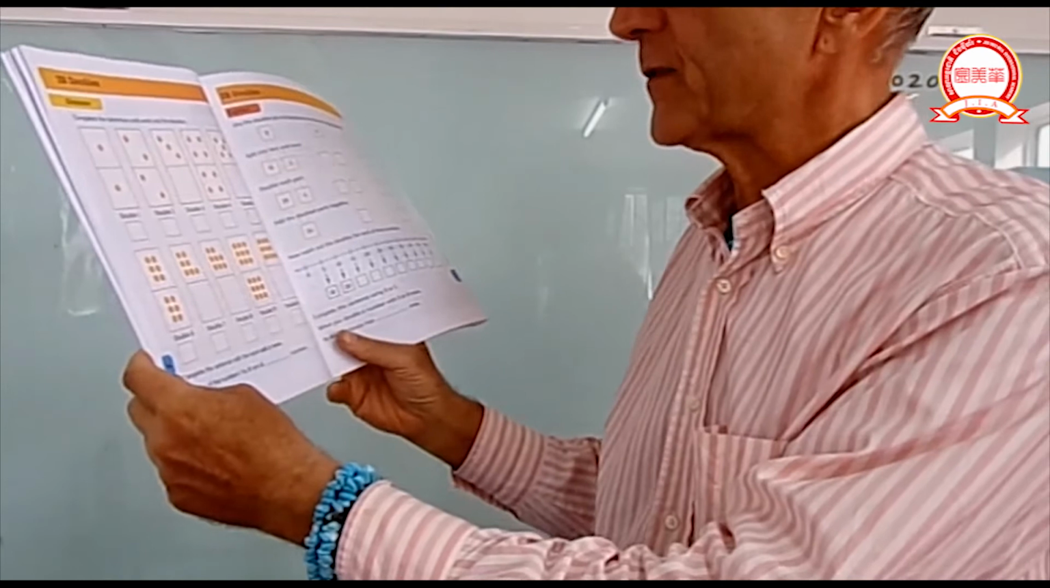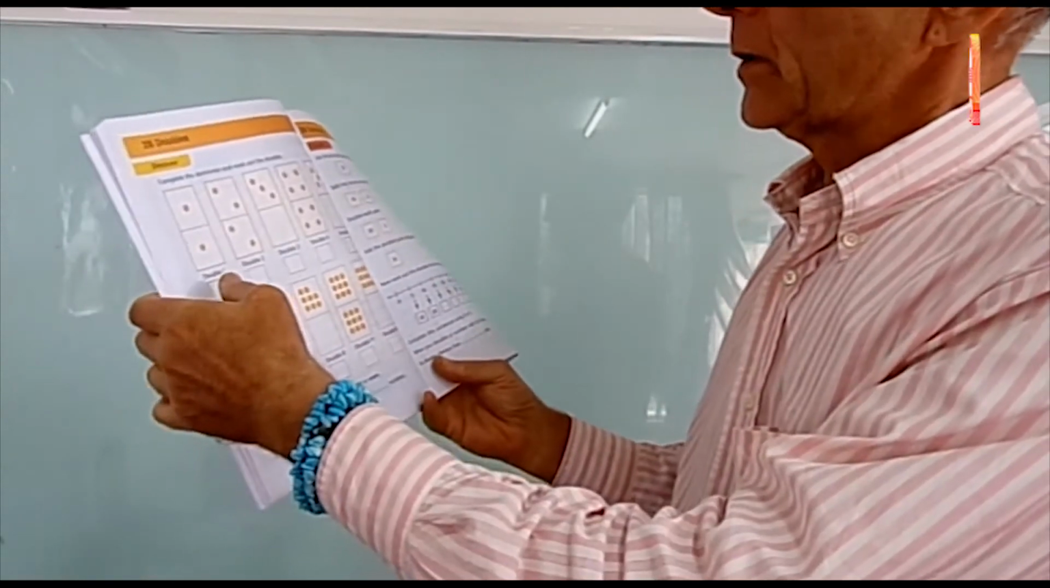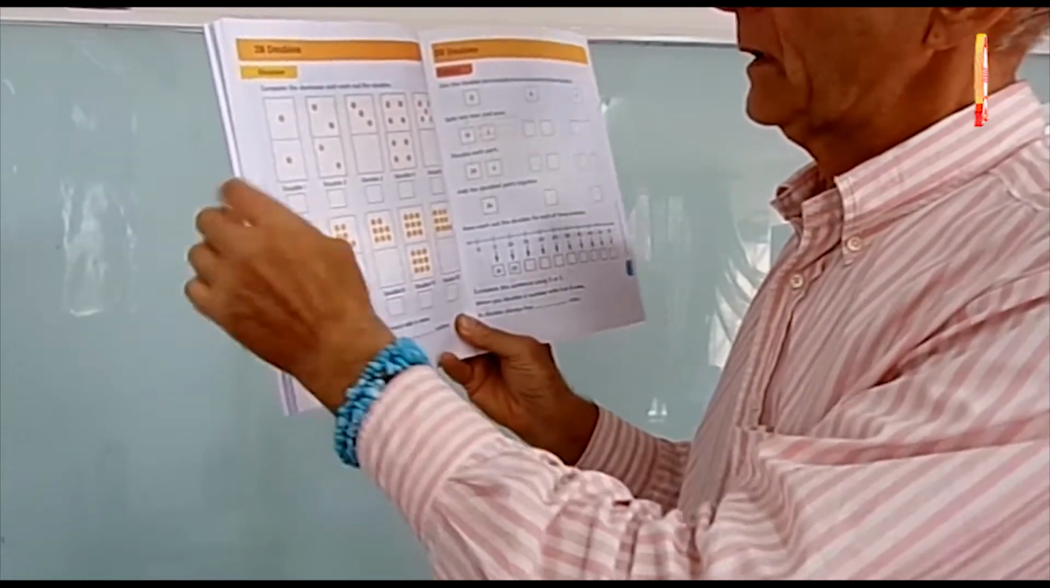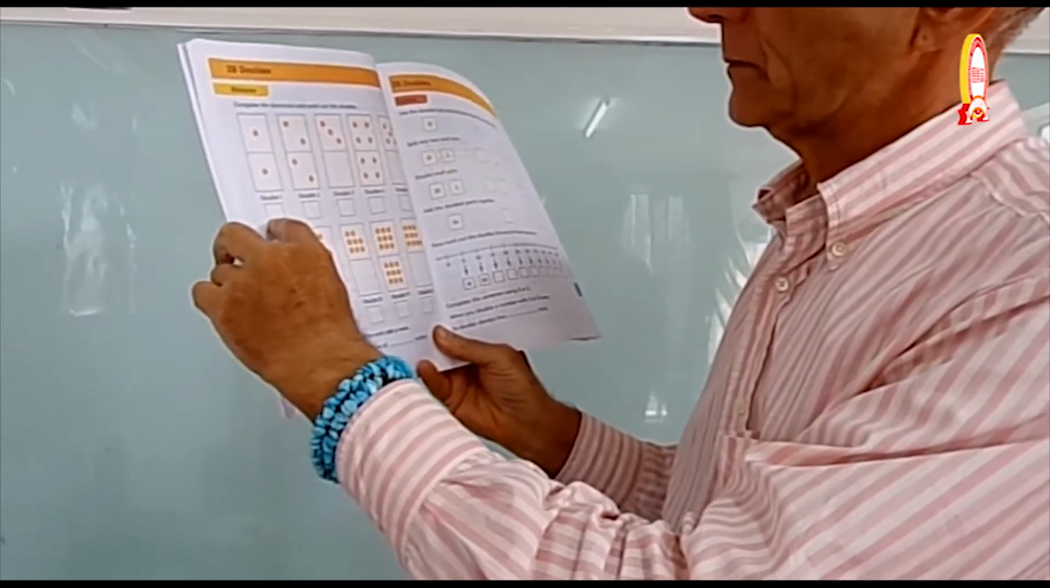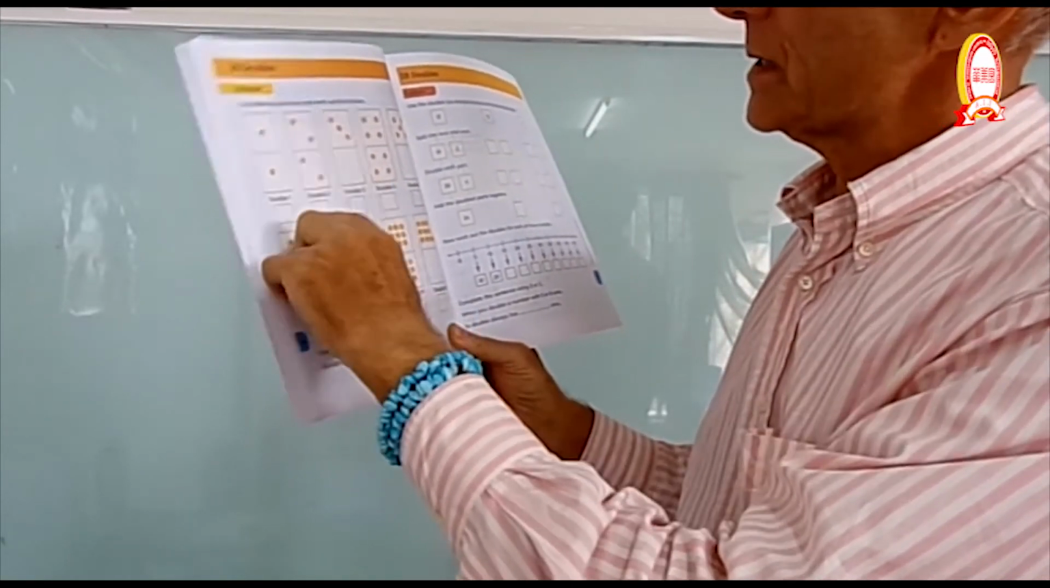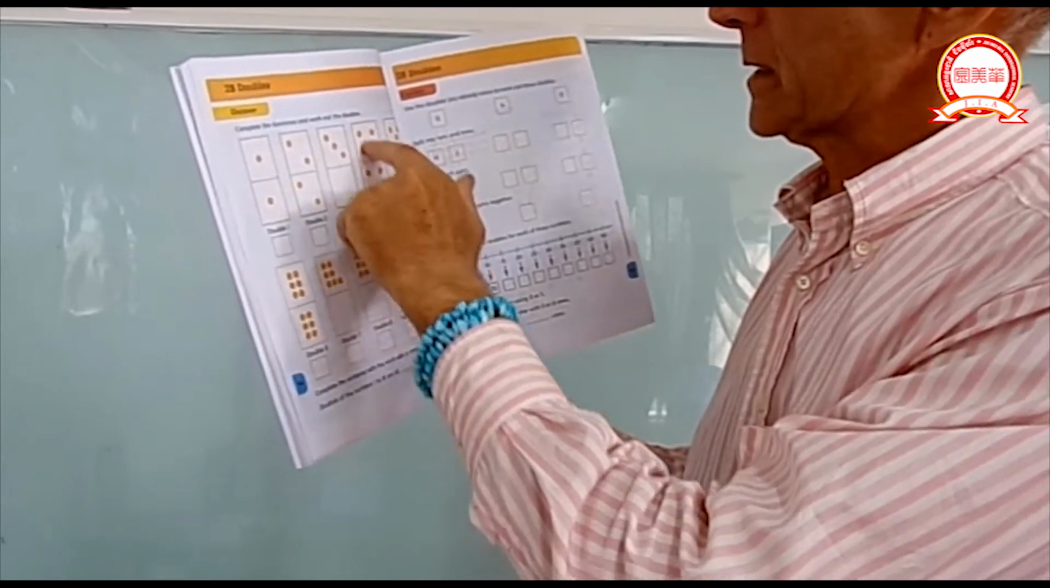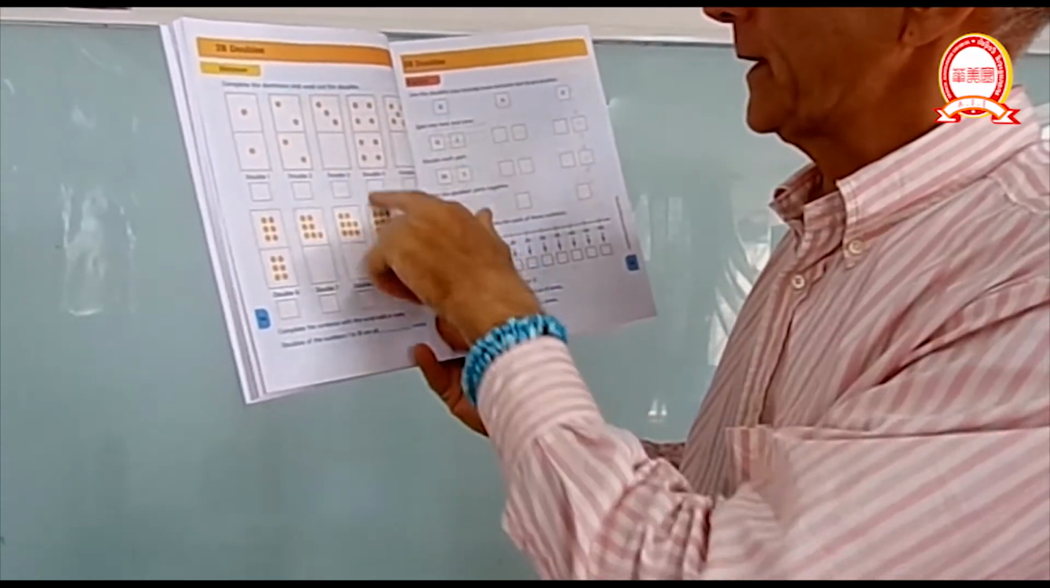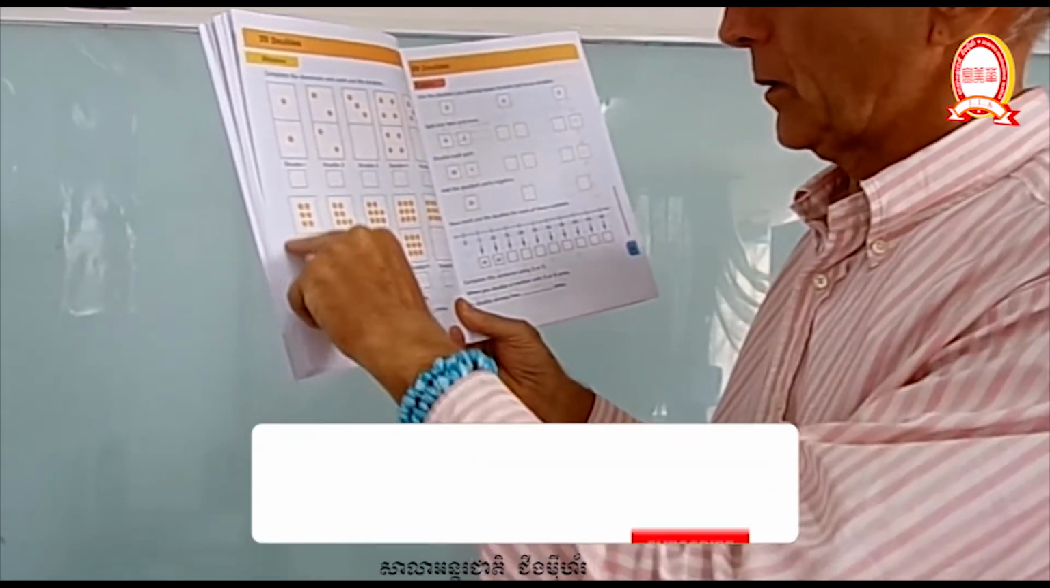Okay, page 14. Dominoes. You've got 2 1s is 2. 2 2s is 4. What's this? Fill in the answers on all of these.